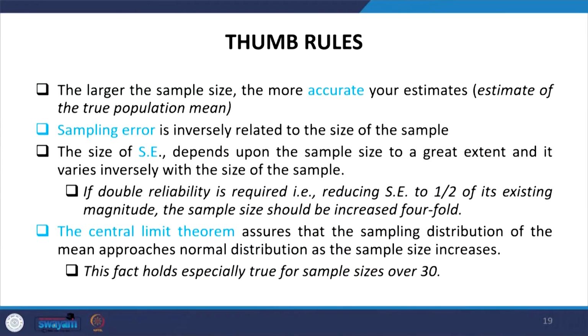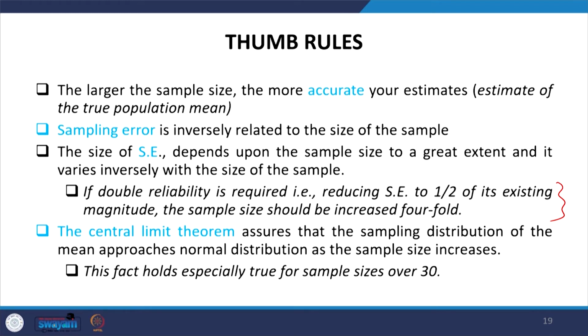If double reliability is required, then to reduce sampling error to half of its existing magnitude, the sample size should be increased 4-fold. This is what is suggested by the studies: if you want to get double reliability by reducing your sample error to half, then you are supposed to increase your sample size to 4 times.